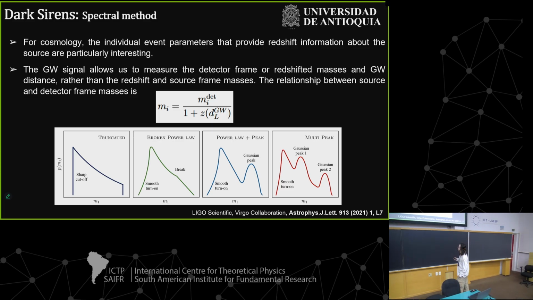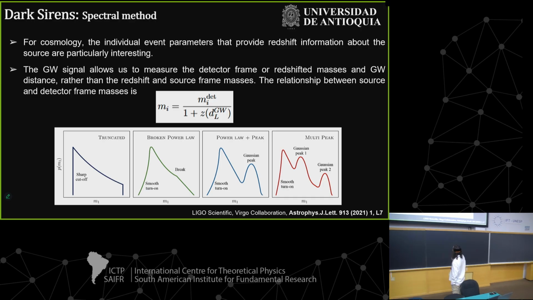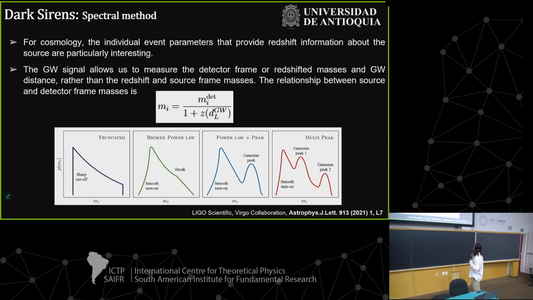For example, in a previous paper, they used four population models. There is the truncated power law for the primary mass, the broken power law, and the power law plus peak, which is a power law plus a Gaussian peak. Then there is this other model, the multi-peak, which is a power law with two Gaussian peaks.